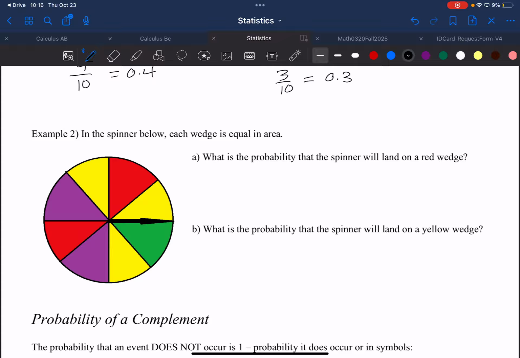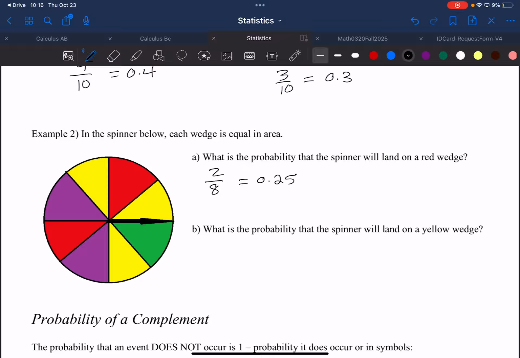Would we have the same probability if, let's say, the red wedges were larger than the yellow? No, so it's important that they're all equal so they have all the same probability. So it says, what is the probability the spinner will land on red? How many reds are there? 2. How many total wedges are there? 8. What's 2 divided by 8? 0.25.